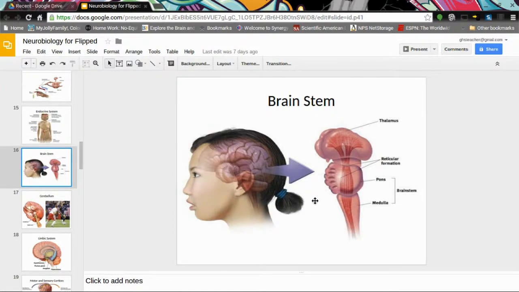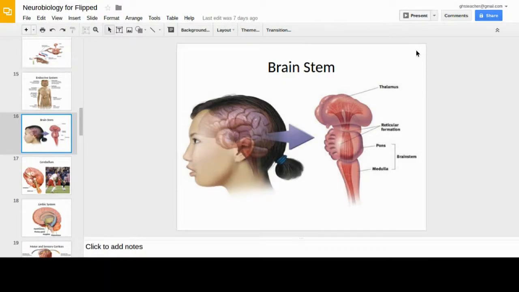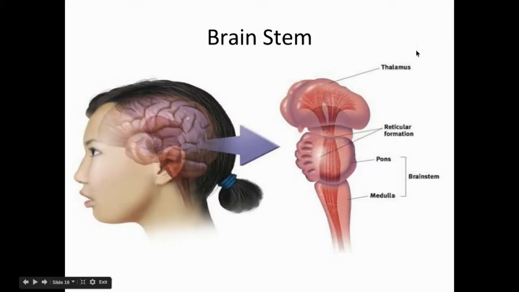Welcome to day 3 of the biology unit. Today we're going to be discussing the brain. We're basically going to be taking a tour of the brain and taking a look at some of the major parts and regions of the brain and what behaviors they are most associated with.